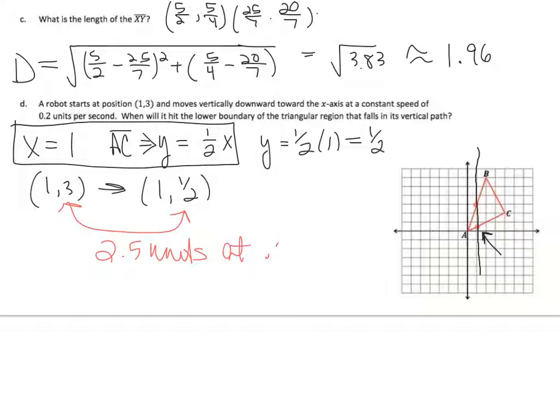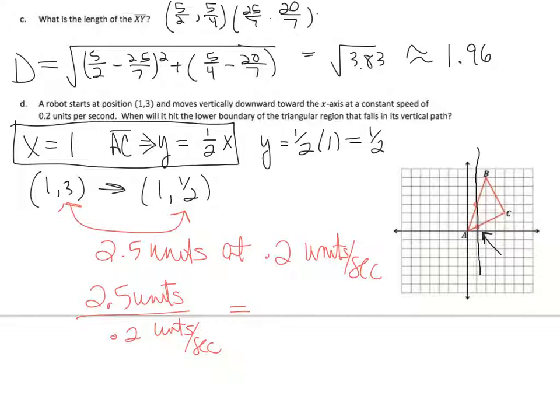At 0.2 units per second. So 2.5 units divided by 0.2 units per second equals 2.5 divided by 0.2, 12.5 seconds. That was sort of fun. Oh, forgot a D.